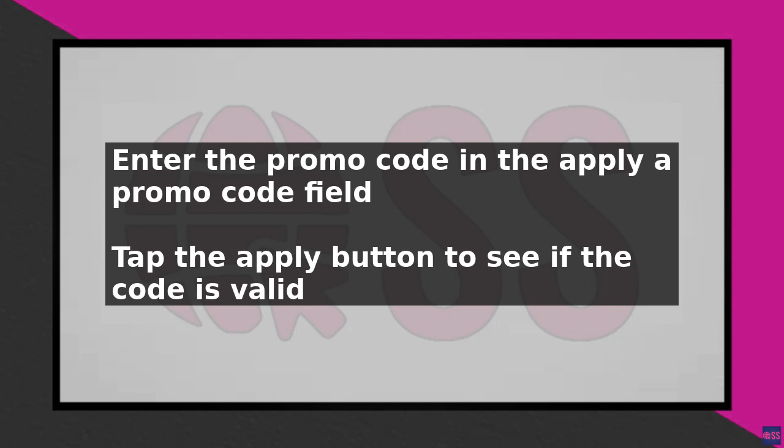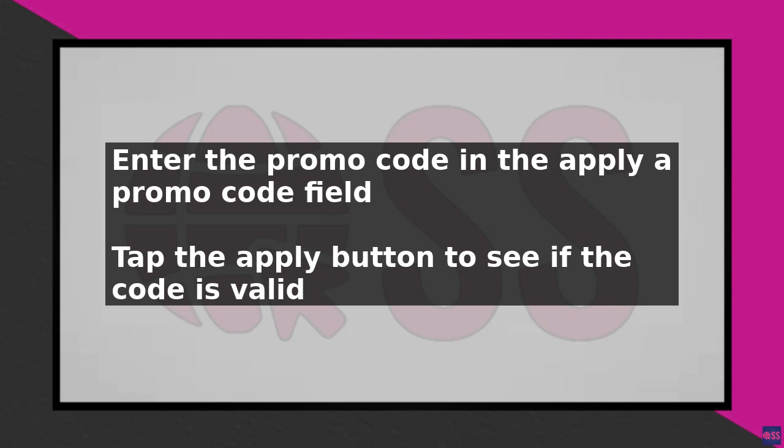If the code is valid, you will see the discount amount subtracted from the subtotal. If the code is not valid, you will see an error message. Once you have applied the promo code, review your cart to make sure the discount has been applied correctly. Then tap the Checkout button to proceed with the payment process.